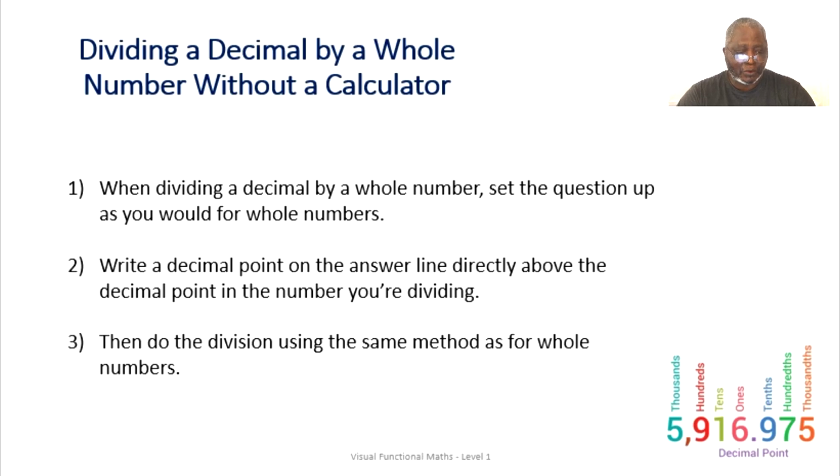Dividing a decimal by a whole number without a calculator. When dividing a decimal by a whole number, set the question up as you would for whole numbers. Write a decimal point on the answer line directly above the decimal point in the number you're dividing. Then do the division using the same method as for whole numbers. Let's look at the example.